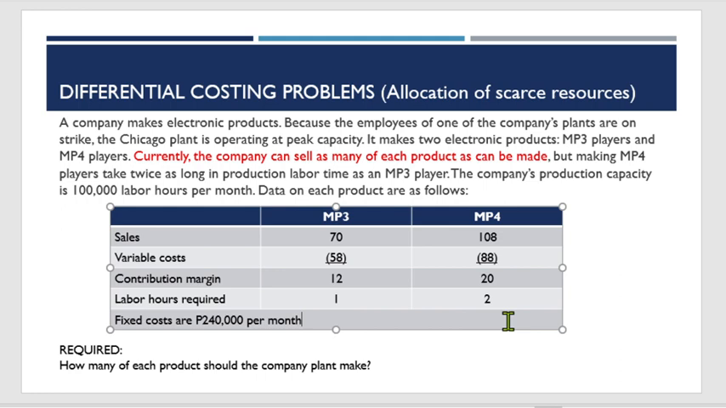Merong cases on other problems na maglilimit na ang MP3 ay pwede lang hanggang maximum lang ay 50,000. Therefore, yung kalahati pwede mong gamitin for MP4. Pero in this case, walang sinasabing ganun. Kasi ang sabi dyan sa naka-red, the company can sell as many of each product as can be made. So the answer is 100,000 units for MP3 players.